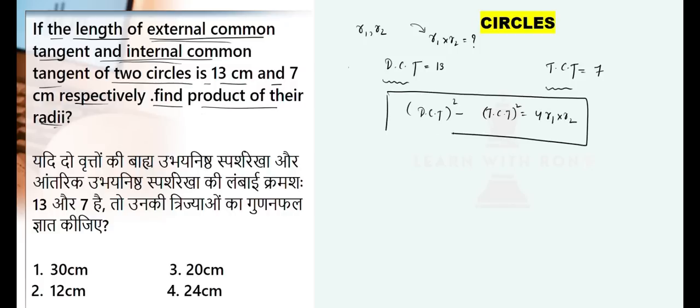Remember this formula, okay? The direct common tangent value is 13. So 13 squared minus the transverse common tangent 7 squared equals 4 r1 r2. A squared minus b squared is (a plus b)(a minus b), so 20 times 6, which is 4 r1 r2. From this, r1 r2 value is 30, which is option number 1.